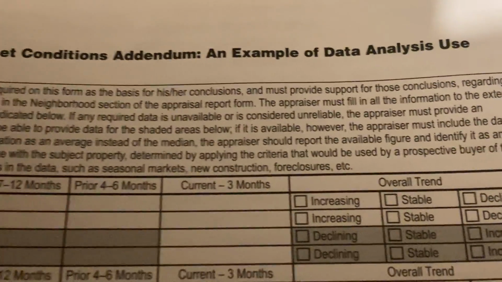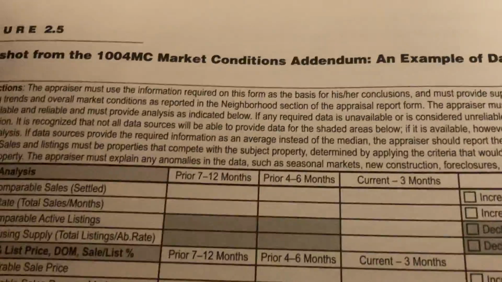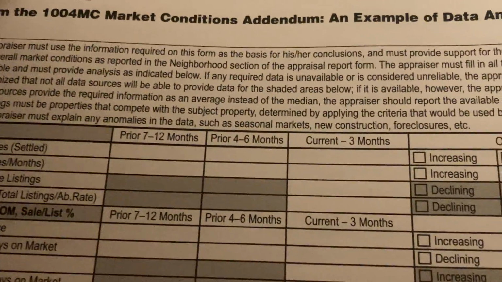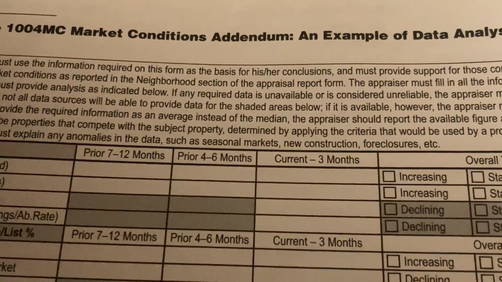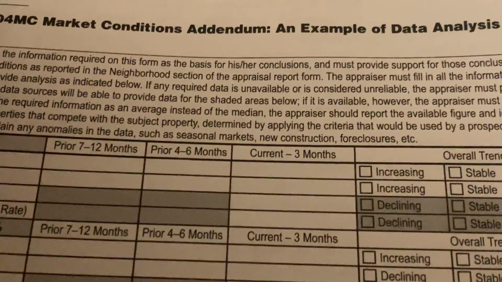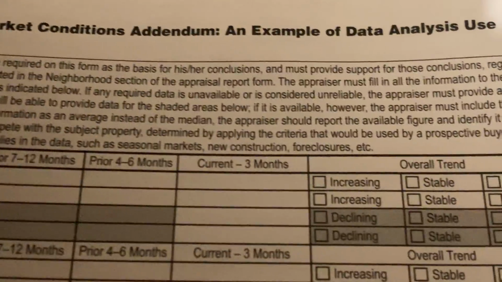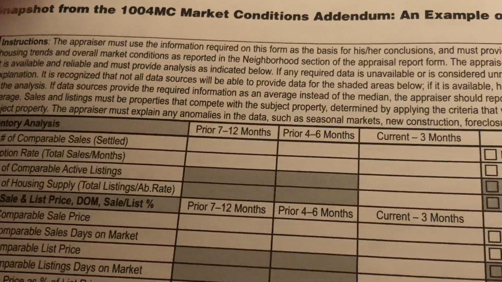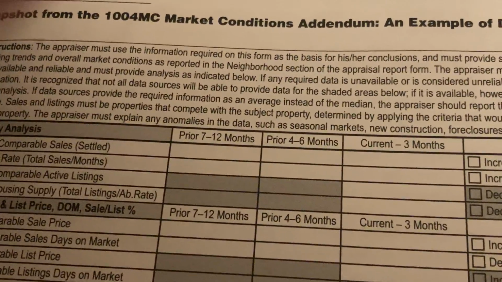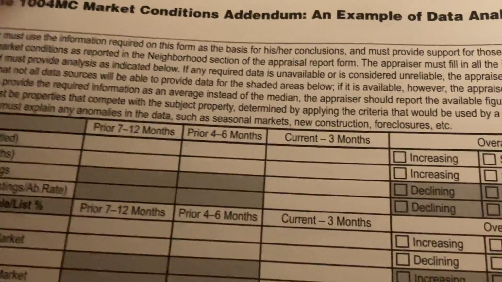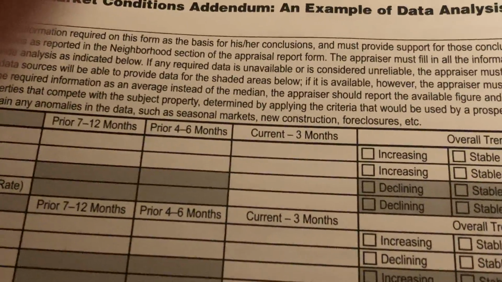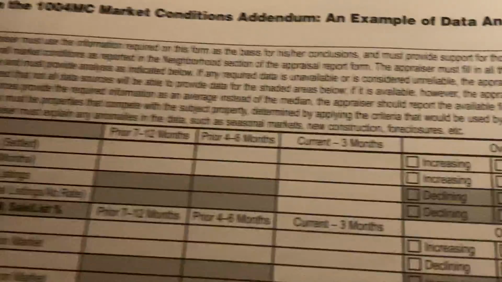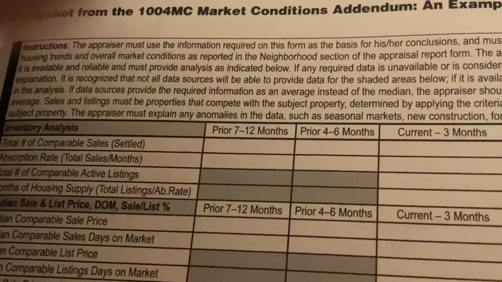The appraiser must fill in all the information to the extent it is available and reliable and must provide analysis as indicated below. If any required data is unavailable or is considered unreliable, the appraiser must provide an explanation. It is recognized that not all data sources will be able to provide data for the shaded areas below. If it is available, however, the appraiser must include the data in the analysis.